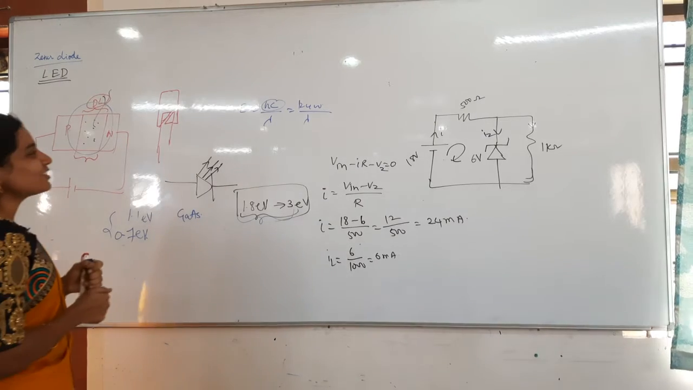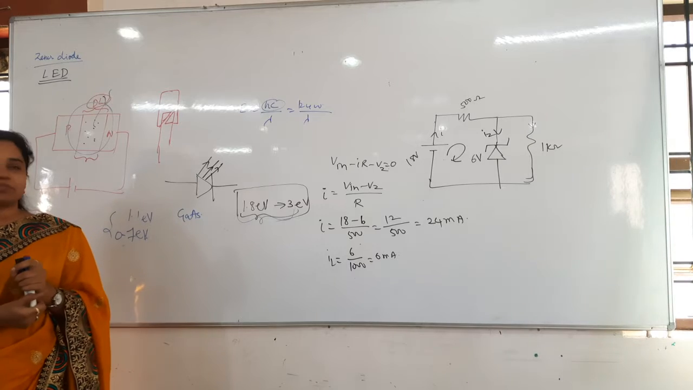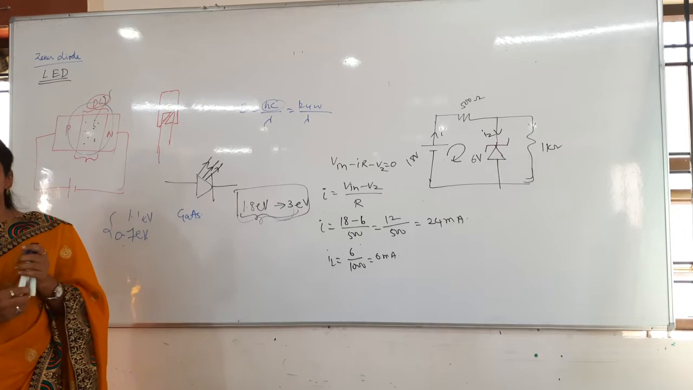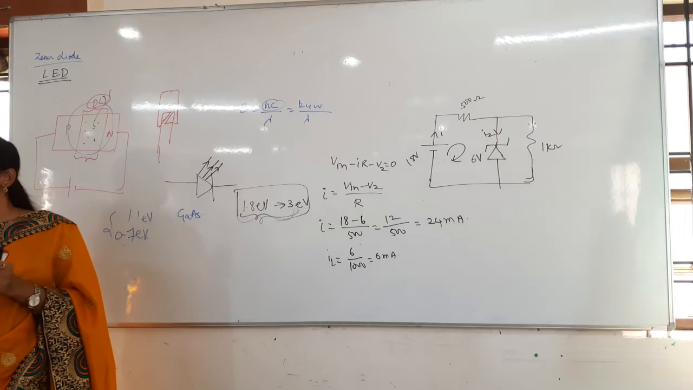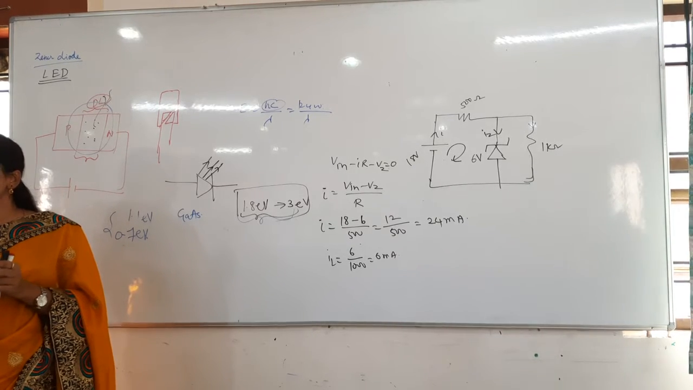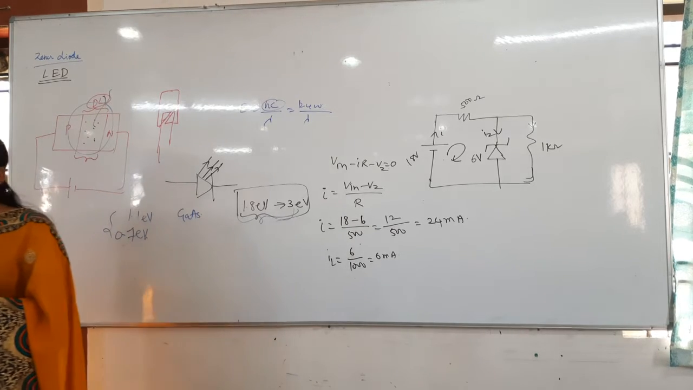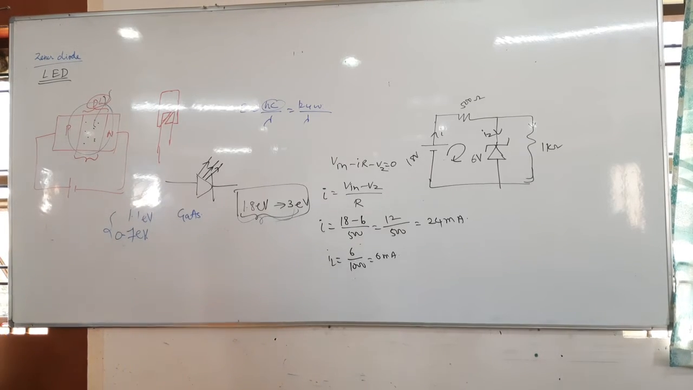So E is equal to 12400 by lambda. Lambda will be in terms of angstroms only. So this is how they will ask the question. And they can also ask for the frequency of the energy radiated. What formula do you have to use? E is equal to h into nu. So these are the problems they can ask based on this LED and all.